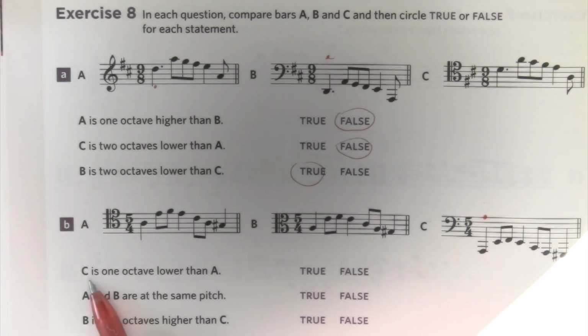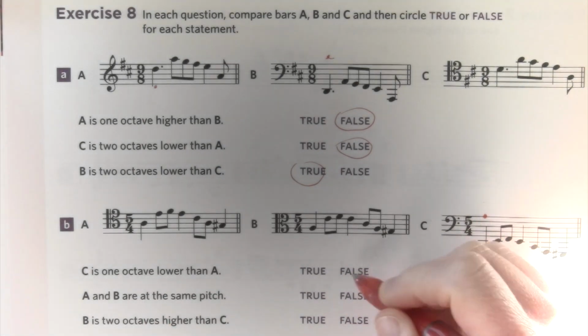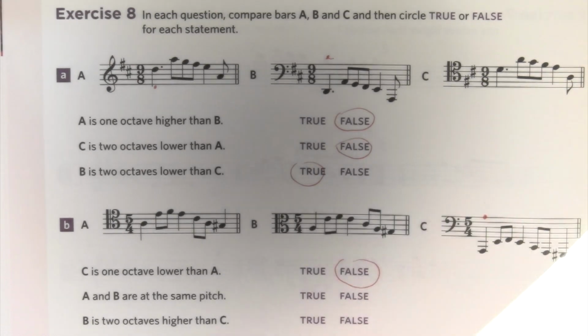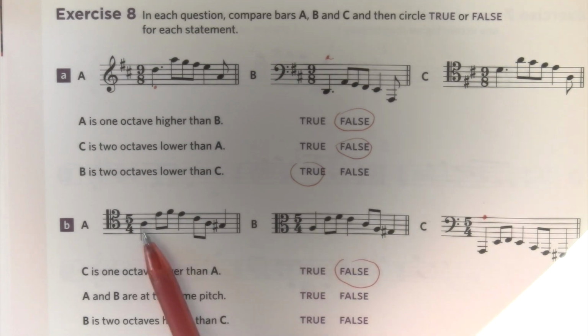So C is 2 octaves lower, but they want us to say if 1 octave lower is correct or incorrect. What do you think? Easy peasy, that's incorrect. False. It's 2 octaves lower. A and B are the same pitch. Okay, this is easy. If there are 2 steps apart, and they are, the answer is correct.